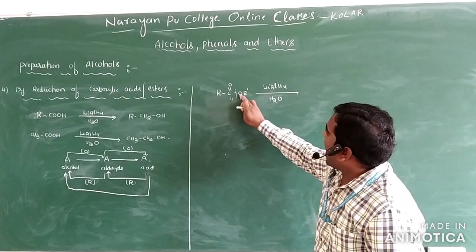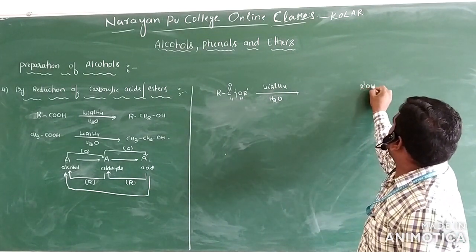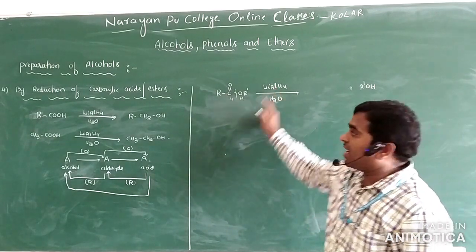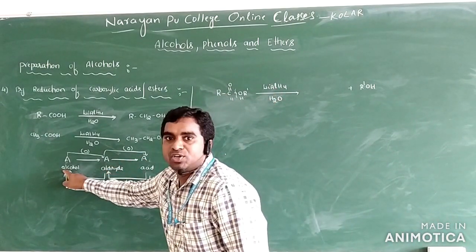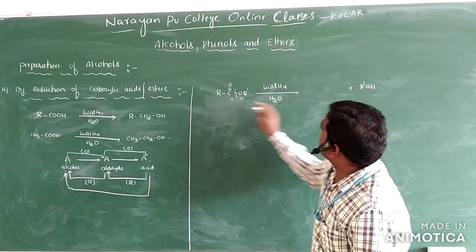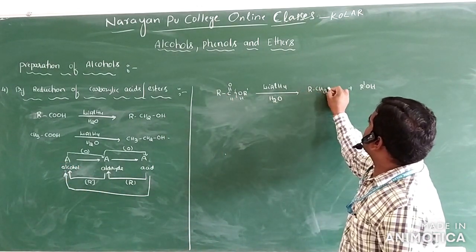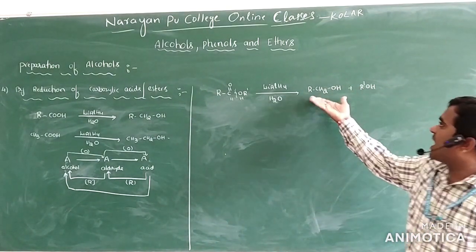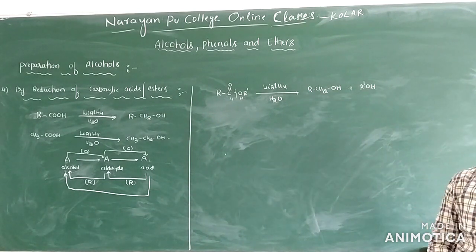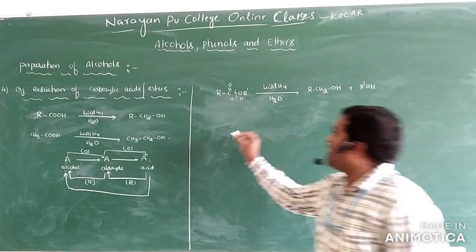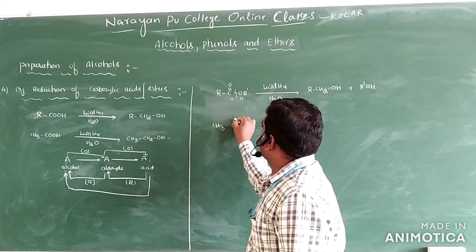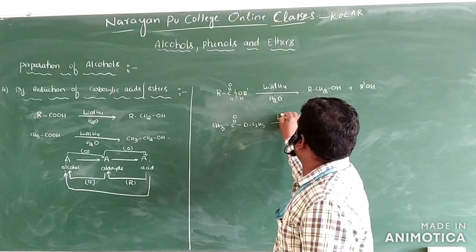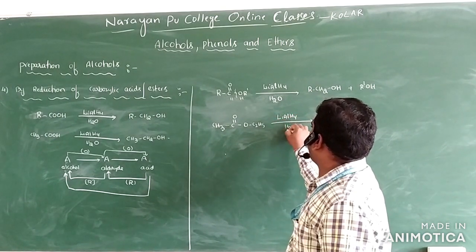Then what are you getting? R-OH. This is one alcohol. And here what is there? Aldehydes. Lithium aluminum hydride is a powerful reducing agent, so the aldehyde is converted into alcohol, RCH2OH. You will get a mixture of alcohols. One is RCH2OH and the other is another alcohol. And if I take a simple example, CH3 C double bond O and O C2H5, and do lithium aluminum hydride followed by water.